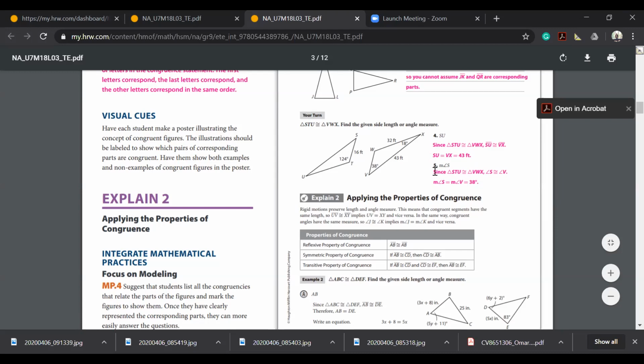For measure angle S, according to congruency, measure angle S should be equal to measure angle V, right? What is the value of V? It's 38, so 38 degrees. And please do not forget the degree sign.